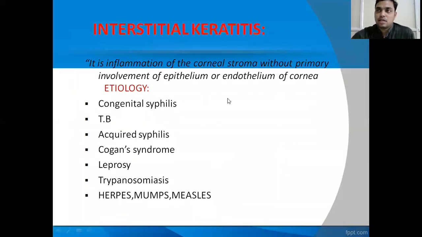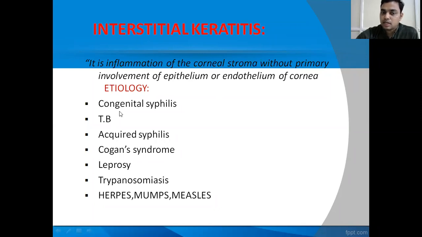Next is interstitial keratitis. What is the definition of interstitial keratitis? Here it is an inflammation of the corneal stroma without primarily involving the epithelium and endothelium of the cornea. Here only the stroma is inflamed without primary involvement of the epithelium and endothelium. There are different causes for interstitial keratitis. First, in herpes also we see interstitial keratitis, but there are some other causes.